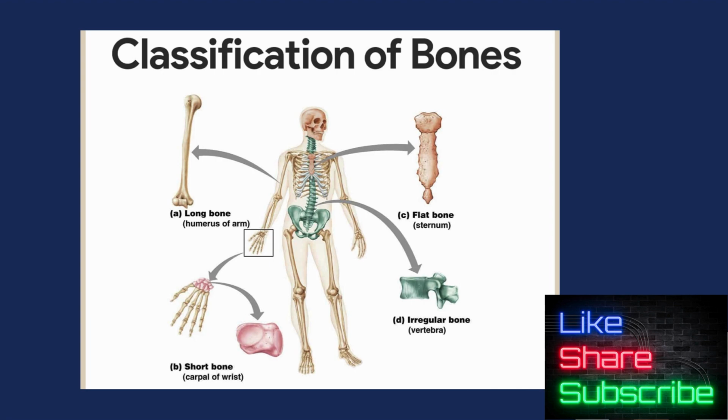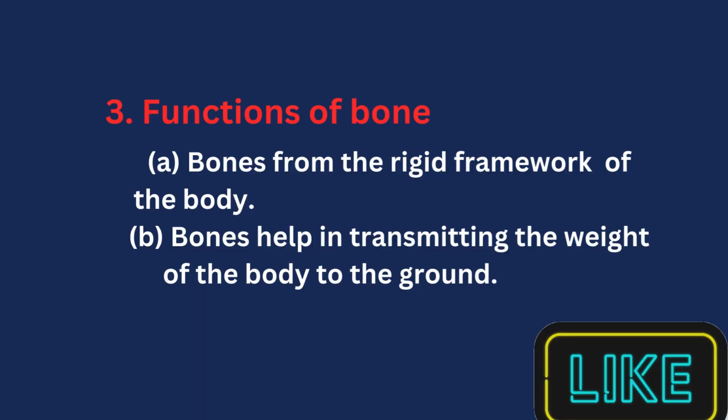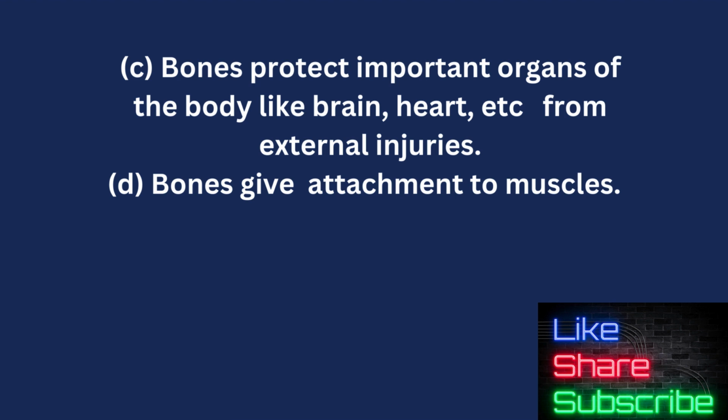Classification of bones. Skeletal system. Lateral and frontal view. 3. Functions of bone. A. Bones form the rigid framework of the body. B. Bones help in transmitting the weight of the body to the ground. C. Bones protect important organs of the body like brain, heart, etc., from injuries. D. Bones give attachment to muscles.